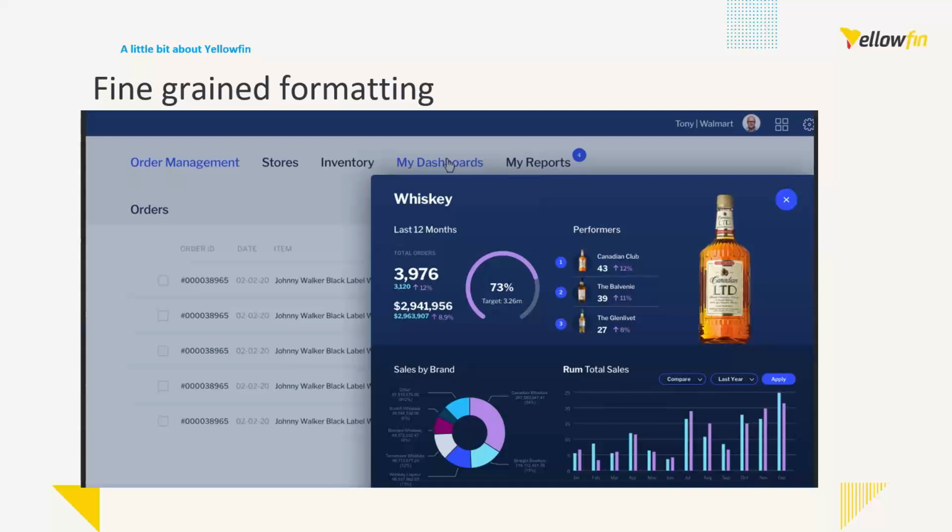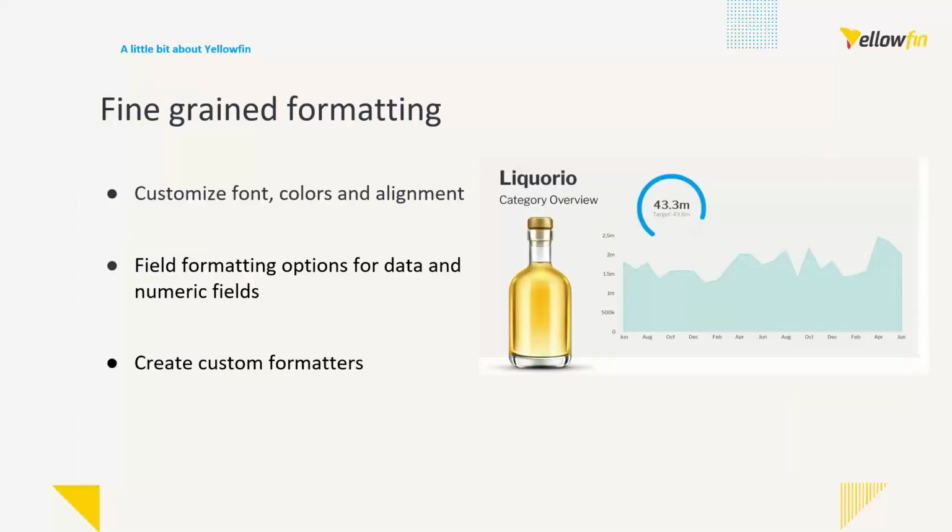Yellowfin provides customization options, including styling elements using cascading style sheets, custom images, and building interaction using JavaScript. Users can leverage these options to modify the appearance of Yellowfin reports, dashboards, and interfaces. Yellowfin addresses this need by offering an extensive array of formatting options for both reports and chart content. Users can customize fonts, colors, alignment, and various field formatting options for dates and numeric fields.